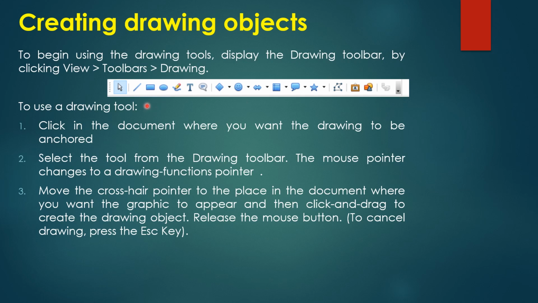Then move again into your document to the particular location where you want to draw, press the left mouse button, start dragging in your document and release the mouse. When you release the mouse, it will draw the particular shape or geometrical shape in your document. But if you want to cancel it, then at the same moment you have to press the Escape key.